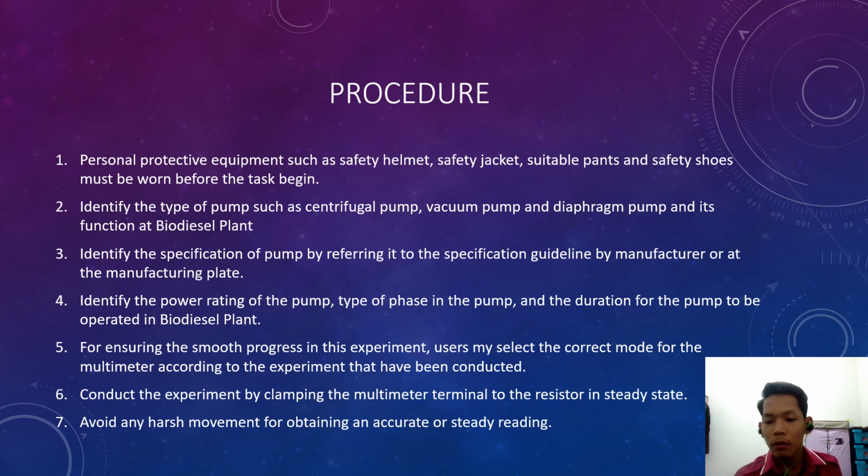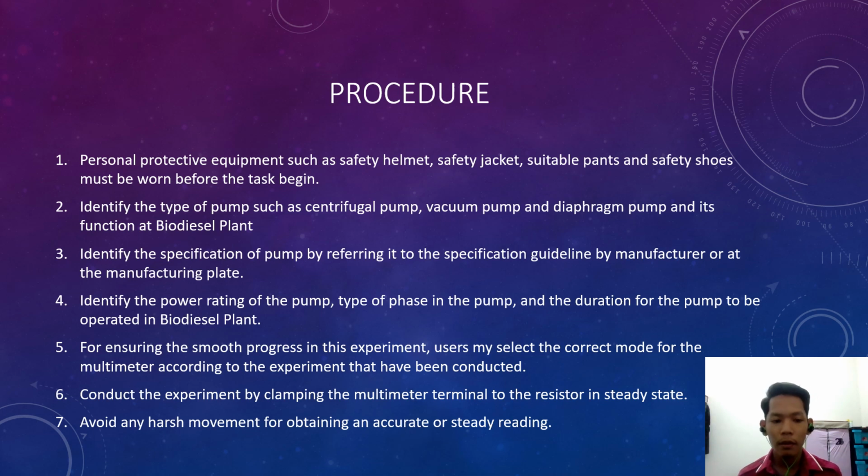The procedure to run the experiment: first, wear personal protective equipment such as a safety helmet, safety jacket, suitable pants, and safety shoes, which must be worn before the task begins. Second, identify the type of pump, such as centrifugal pump, vacuum pump, and diaphragm pump, and its function at the biodiesel plant. The third is to identify the specification of the pump by referring to the specification guideline by the manufacturer or the manufacturer's plate. The fourth is to identify the power rating of the pump, the type of phase in the pump, and the duration the pump is operated in the biodiesel plant.